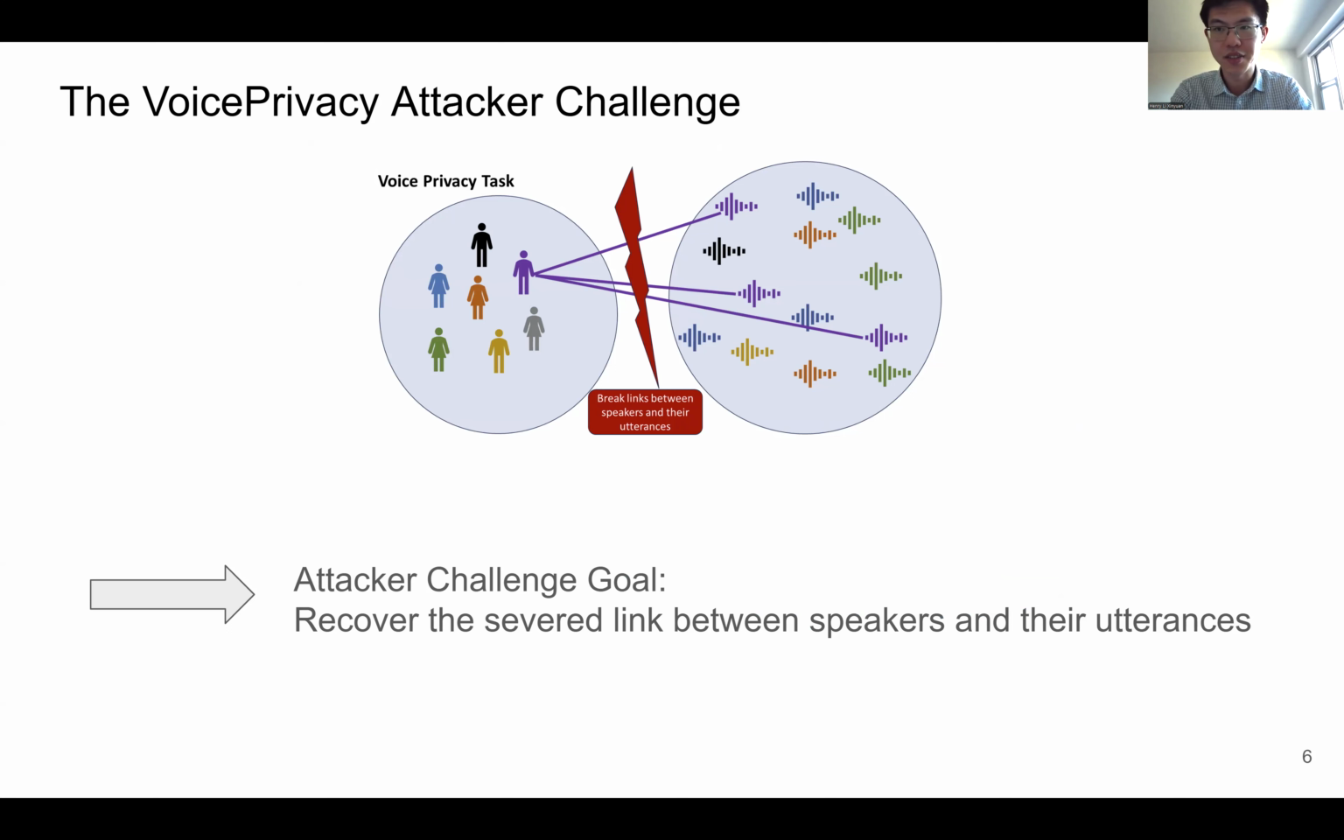The attacker challenge, which is the one that we have just participated in, on the other hand, puts its participants in opposition to the submissions to the voice privacy challenge. In the attacker challenge, our goal now is to recover the links that had been severed by the voice privacy challenge submissions and match the speakers with their utterances.